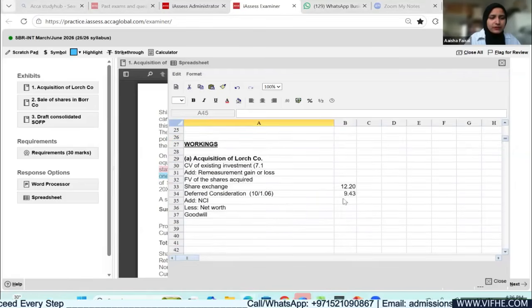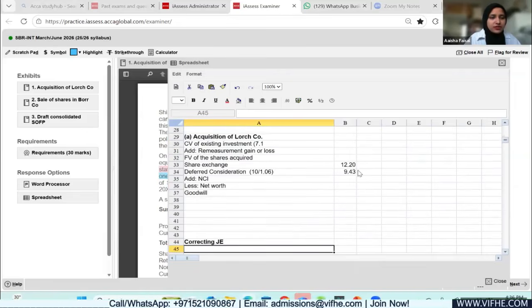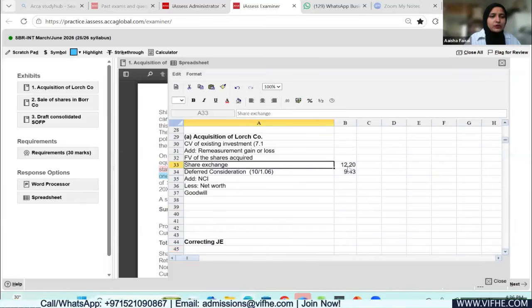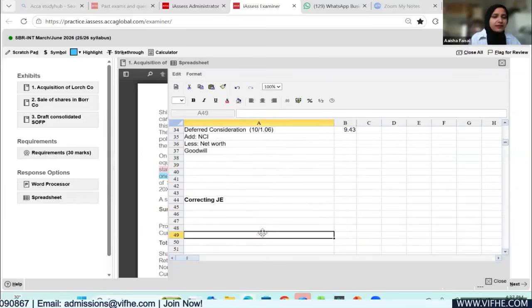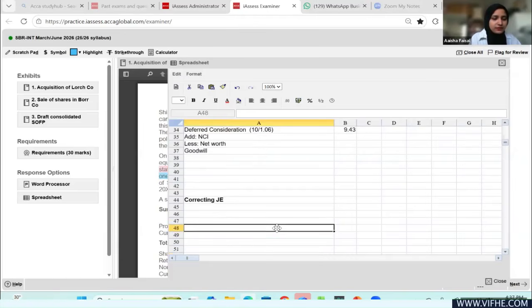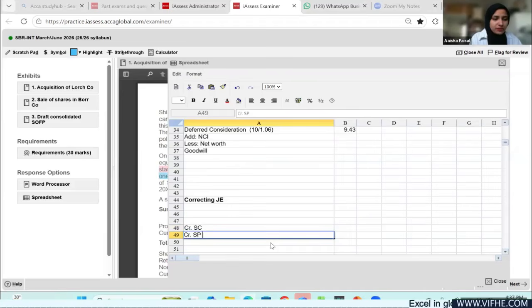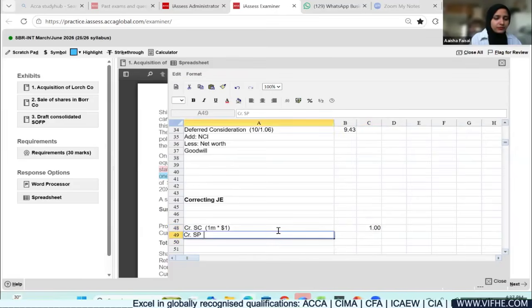So then I can parallelly show you that I have already identified this has been missed. If this has been missed to record as a share exchange and deferred consideration, when you actually record the issue of share capital and share exchange in my correcting JV, where will it come? Debit side or credit side? Credit, right? So in my correcting JV, credit share capital, credit share premium. How much? They said 1 million, so 1 million into $1. And share premium would be 1 million into the excess. So I think it's $11.1.